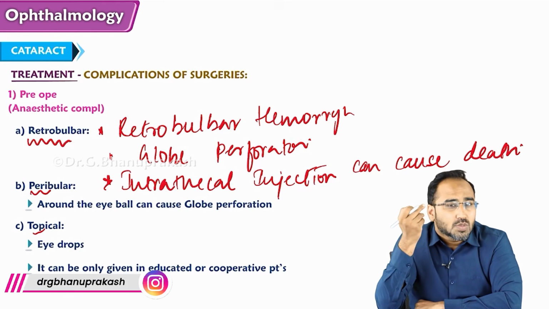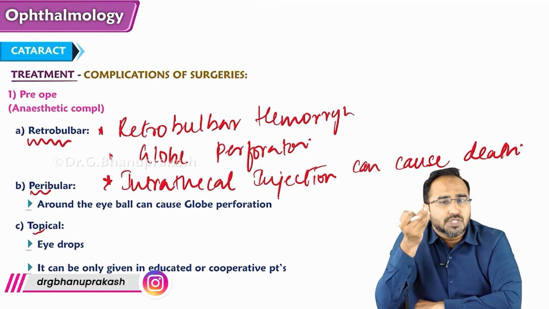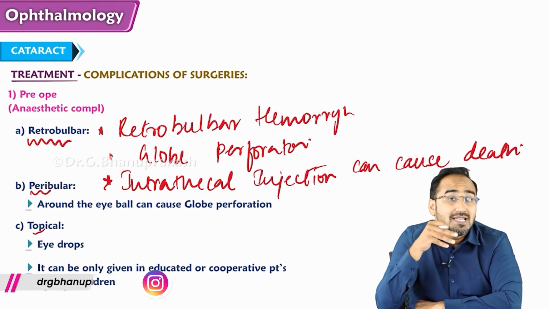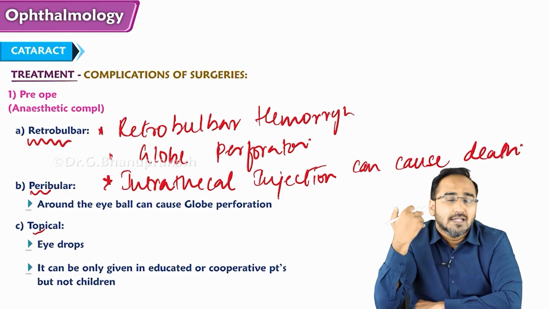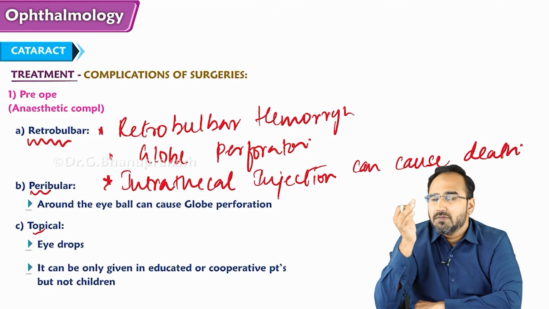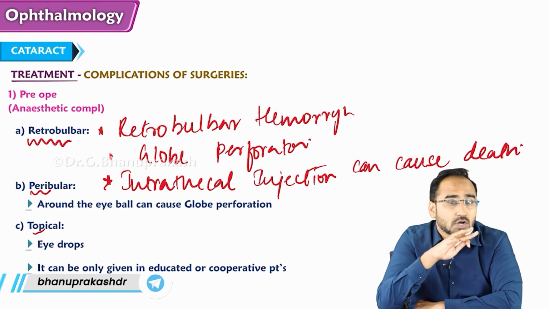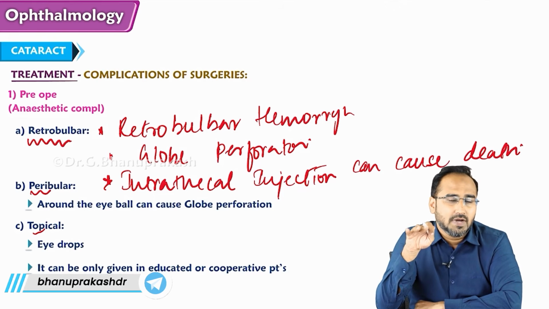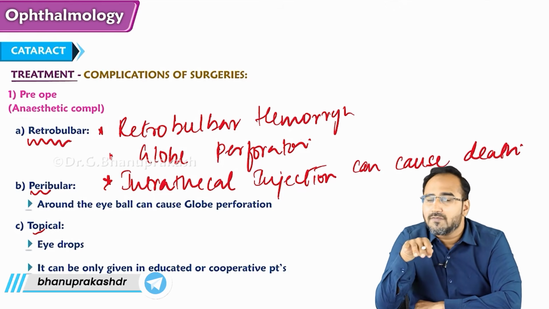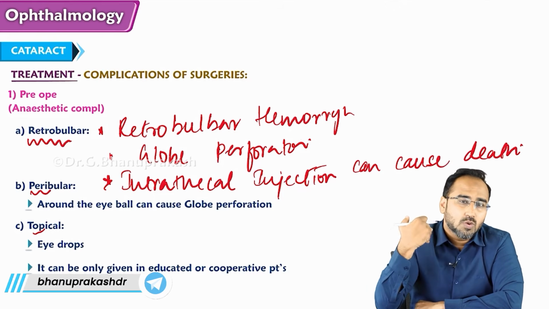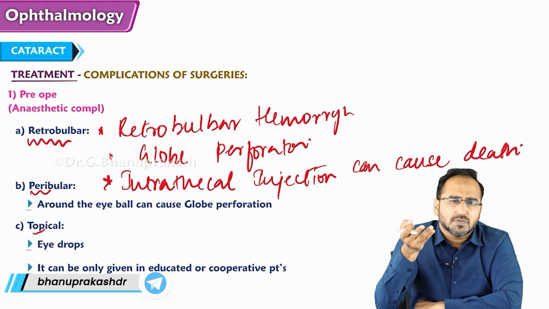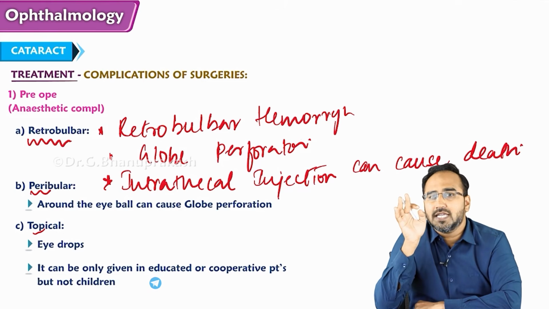This topical route of giving anesthesia is usually beneficial for what patients? The literate patients who will listen to you. If the patient is illiterate, if he is not listening, never go for topical anesthesia. Because topical is only suitable for the persons who listen to you, who understand the thing.